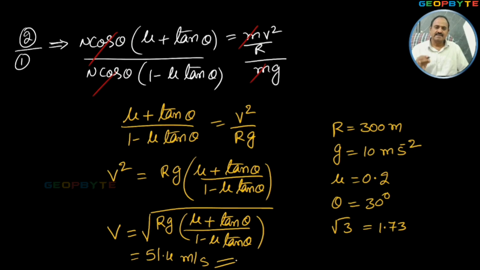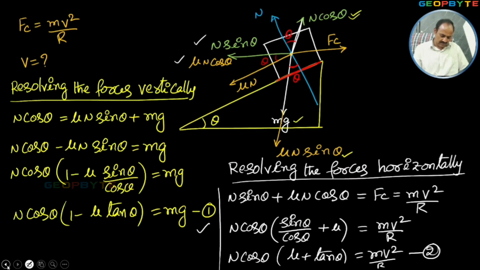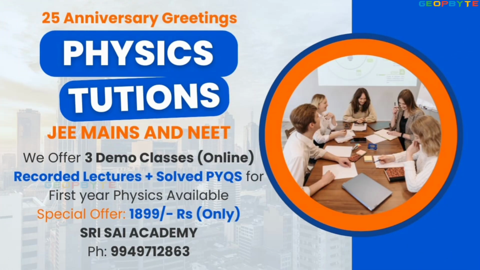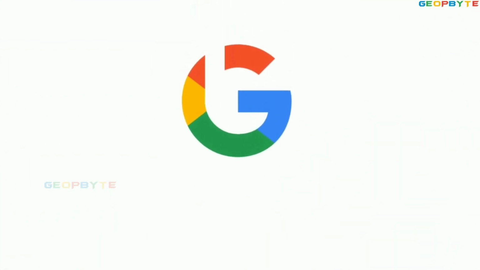That is the safe turning speed for the car, for avoiding the overturning of the car. Look at the options. Option B is absolutely correct. Understood clearly?